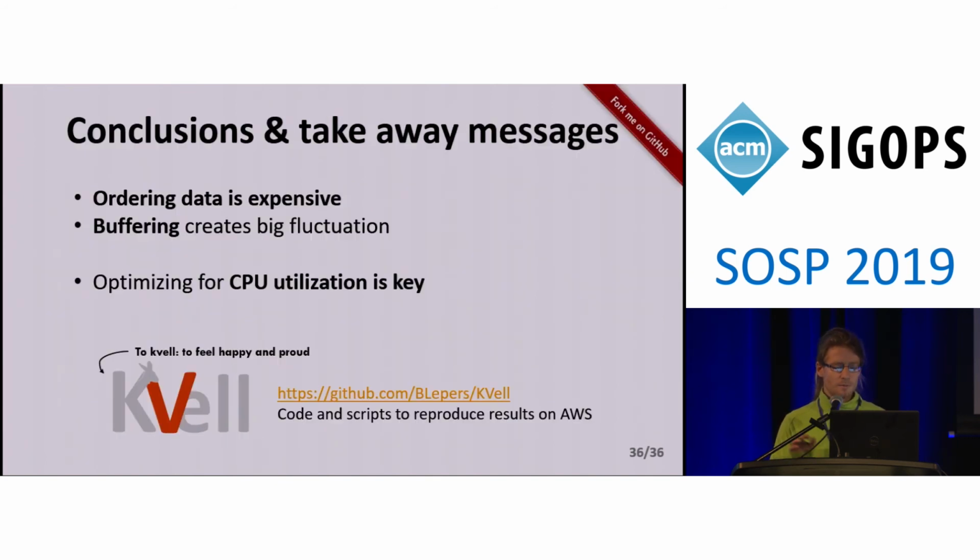But for this talk, I would like to end with a few takeaway messages. The first one is that ordering data on disk is expensive and now has very little benefit. Buffering updates to the main data structures on disk is expensive and creates big fluctuations in performance. And now optimizing for CPU utilization is key.